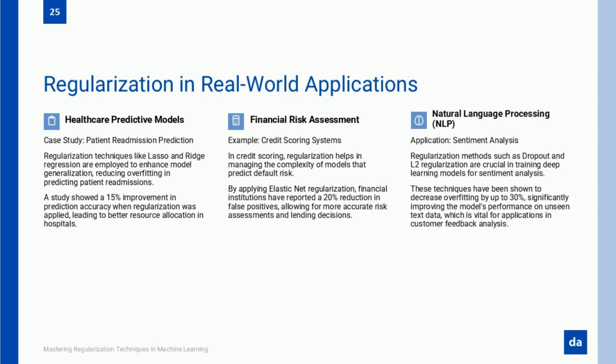Case study. In a study on patient readmission prediction, applying regularization improved prediction accuracy by 15%, helping hospitals allocate resources more effectively. Next, let's talk about finance.